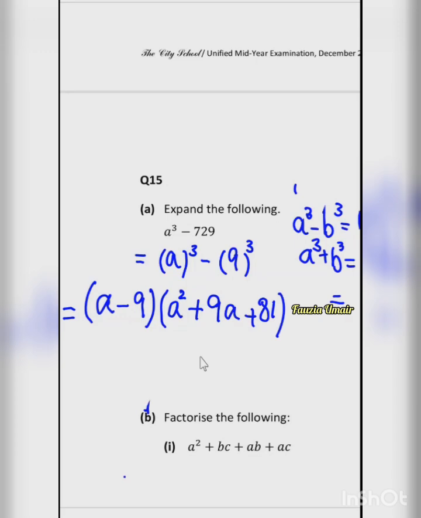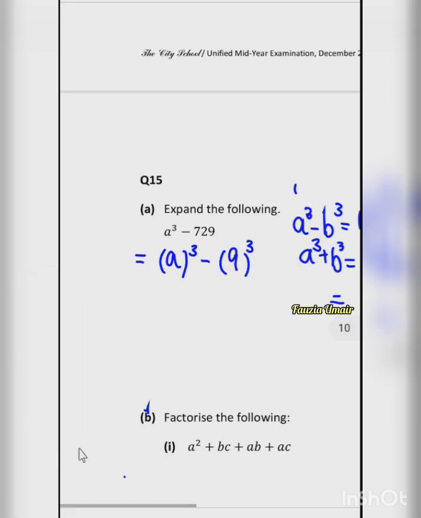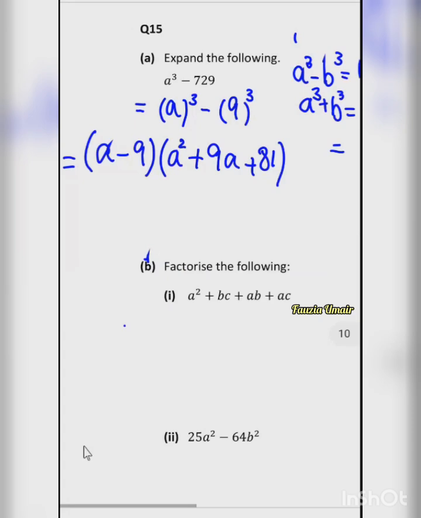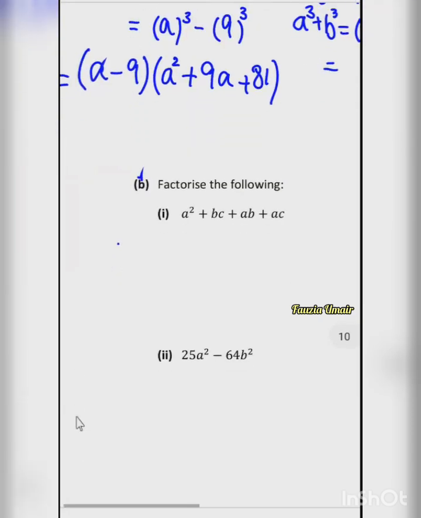So we will practice this formula also. We will do some questions from the past papers also, because it might come in the paper. We don't know that, because it was included in the syllabus last year. All right, beta, moving on to B part.